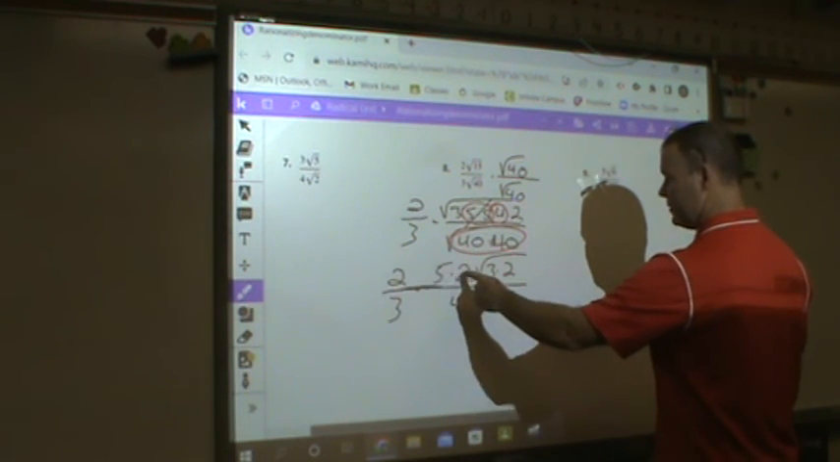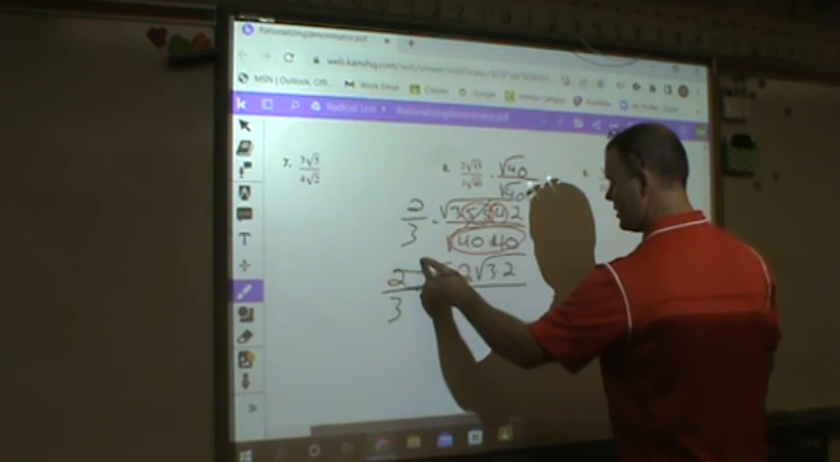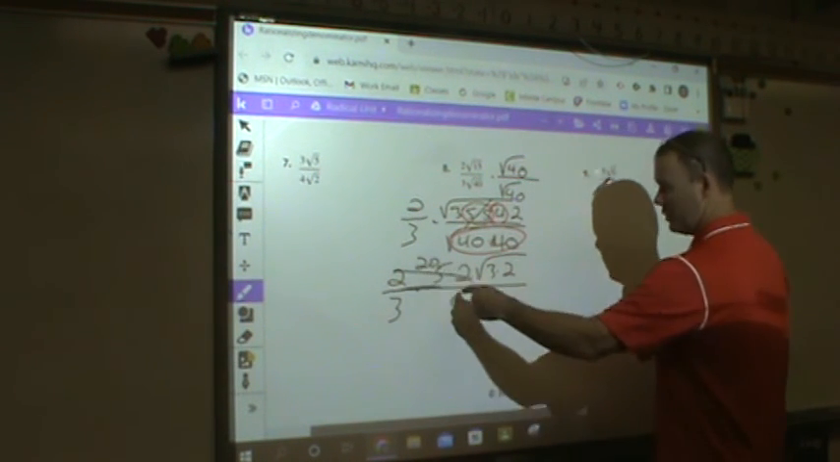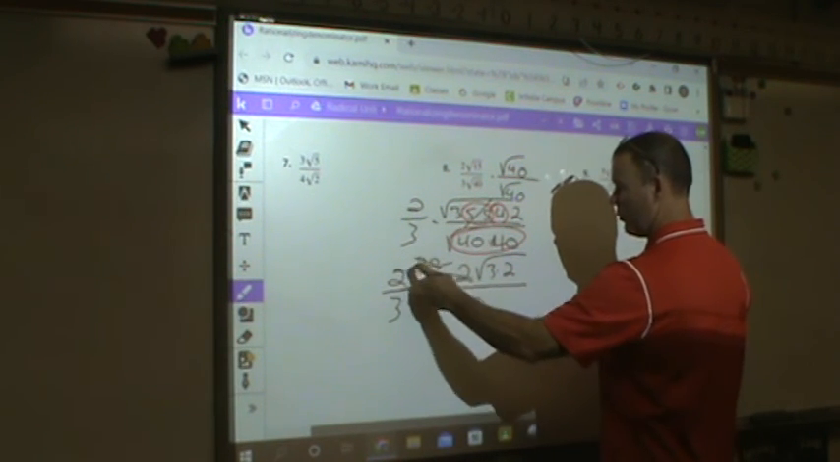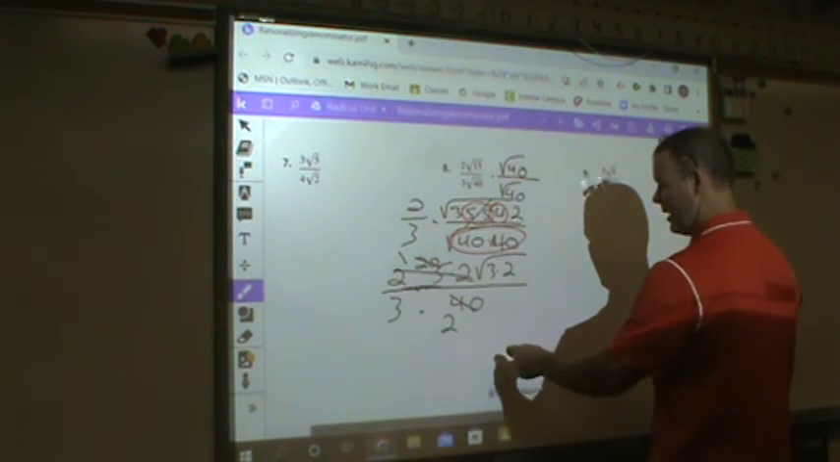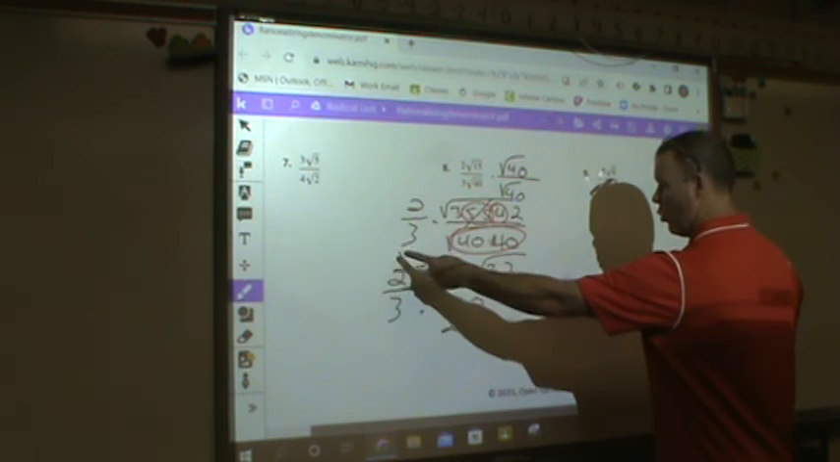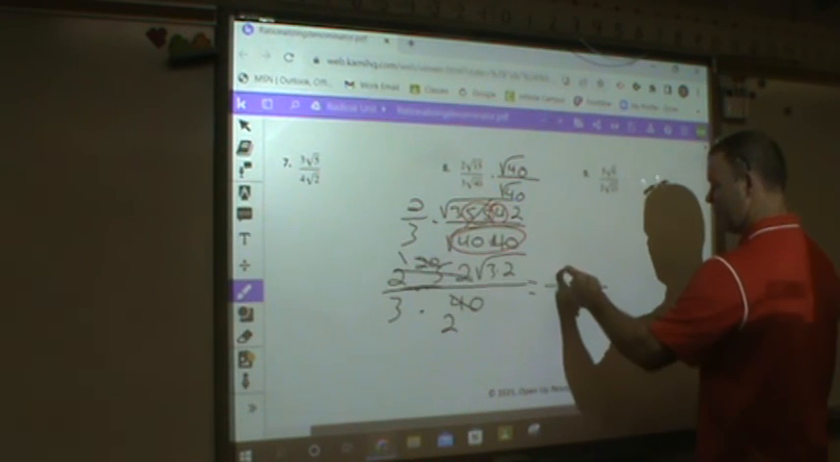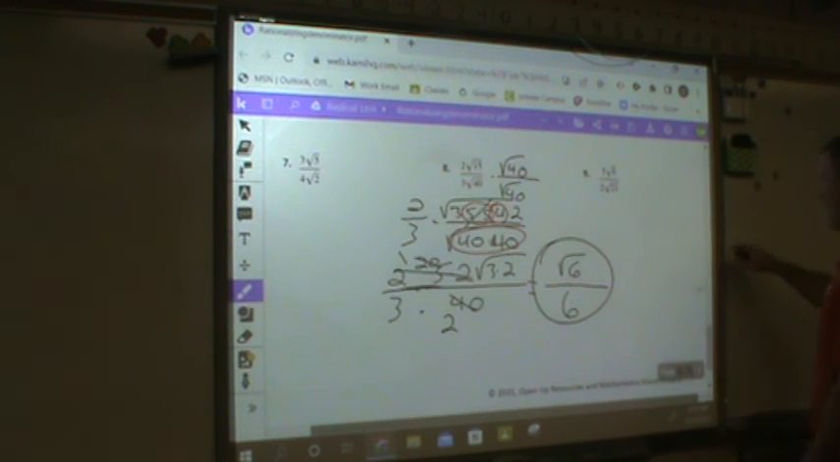2, 5, 2. 2 times 2 is 4. 5 times 4 is 20. Will 20 go into 40? I just combined everything together. Yeah, 20 will go into 40. 20 goes into itself once. 20 goes into 40 twice. And then I can multiply. So therefore, I get 6 in the denominator. And 1 times radical 3 times 2 is 1 radical 6. There's my answer.